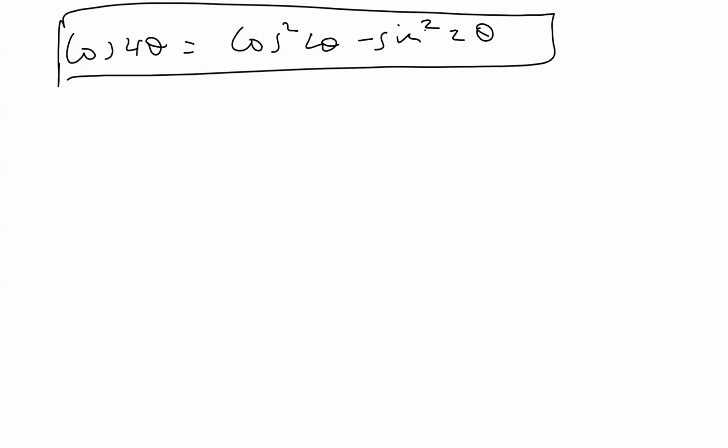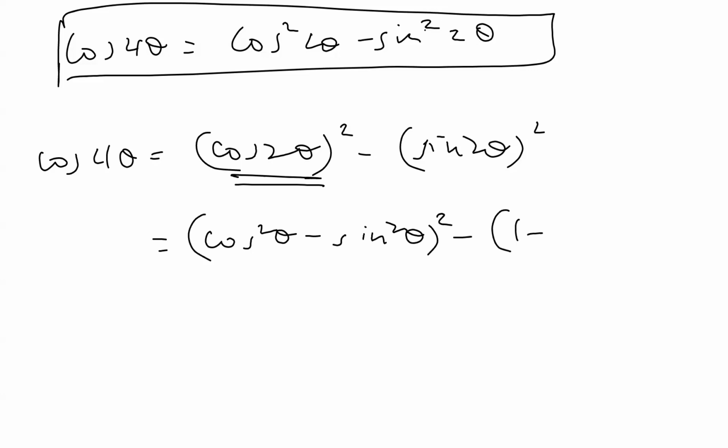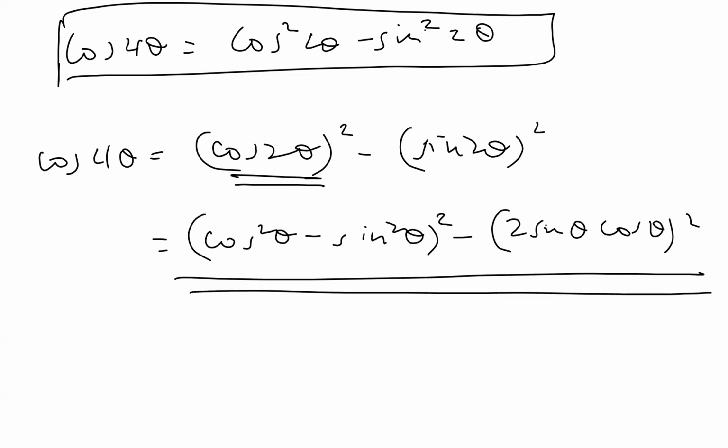Okay, first part. Second part, cos 2 theta the whole square minus sine 2 theta the whole square. The right hand side can be written like this. Now 2 theta in terms of theta, so any formula you can use. Cos square theta minus sine square theta the whole square, 1 minus, oh, sorry. So this will be 2 sine theta cos theta the whole square. Just expand this, you get the answer.